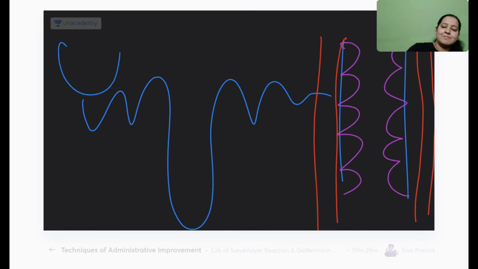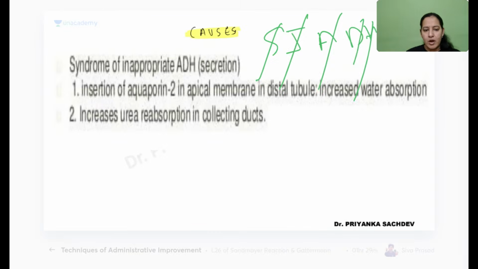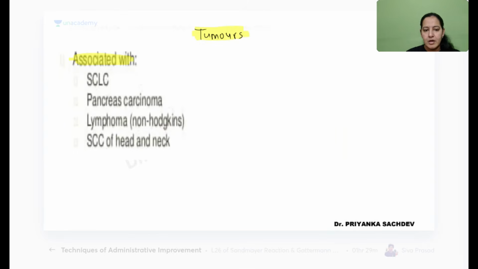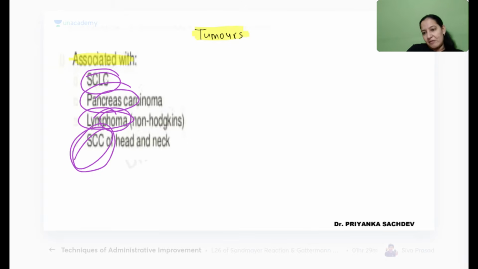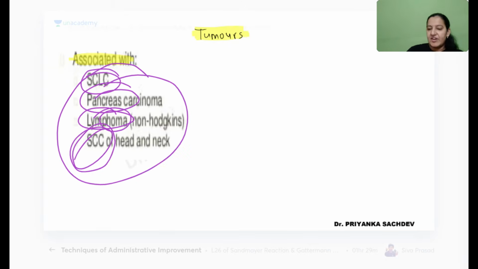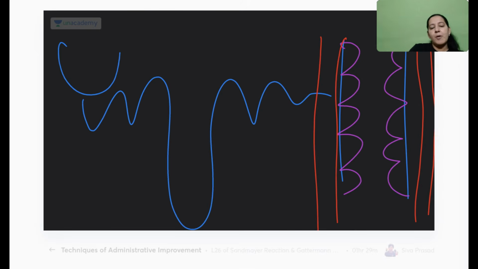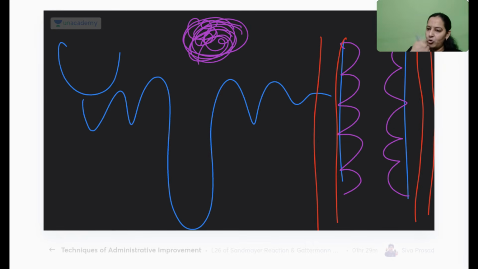So ADH is present in excess. Anywhere you have a tumor in the body, let me enumerate which tumors cause it: small cell carcinoma of the lung, pancreatic tumors, lymphomas, non-Hodgkin's lymphoma, and squamous cell carcinoma of the head and neck. These tumors secrete ADH. See in this diagram, whatever the tumor is, the tumor is secreting ADH.